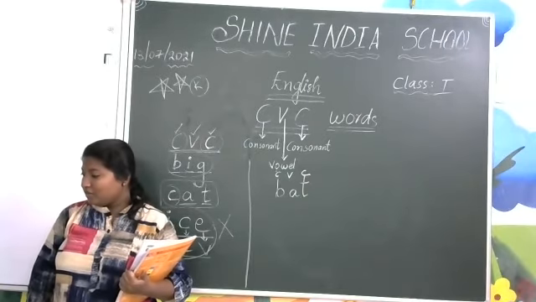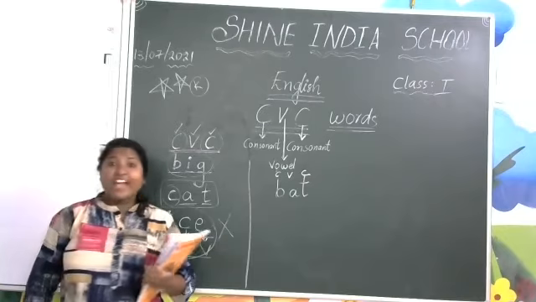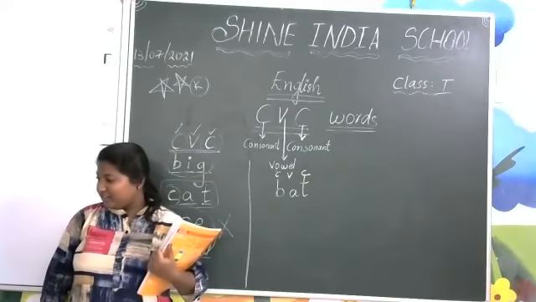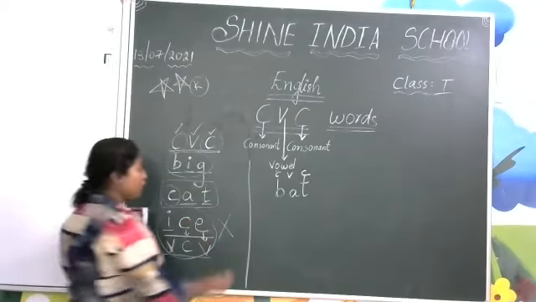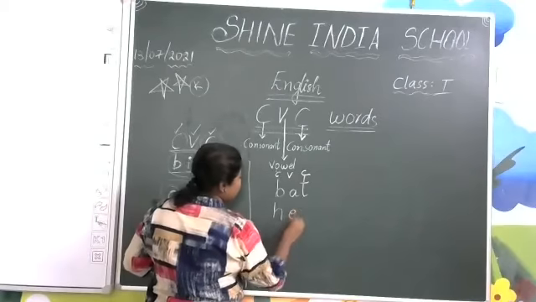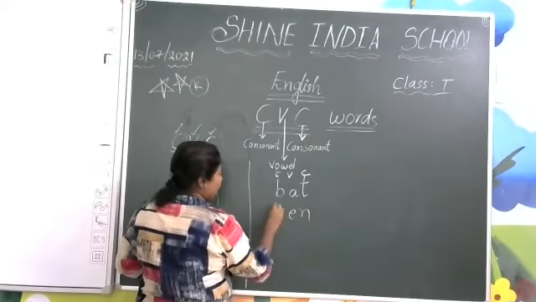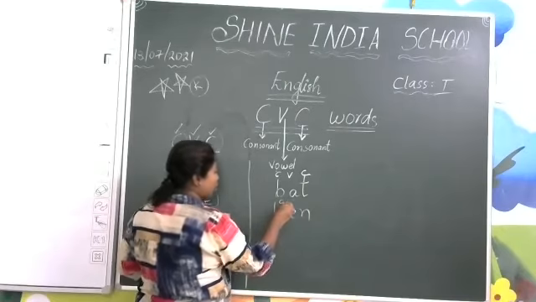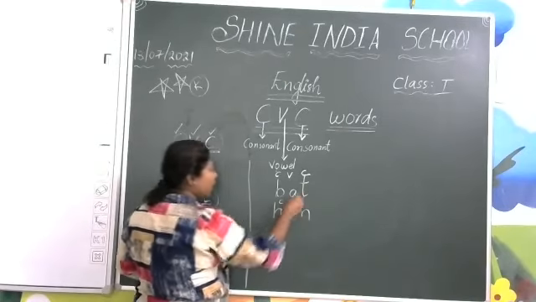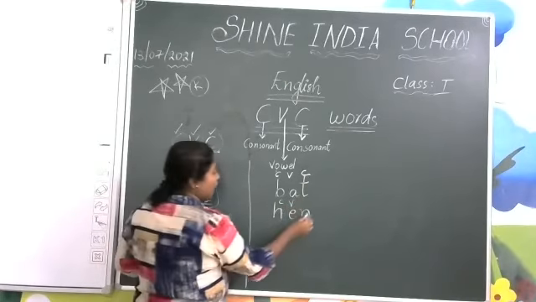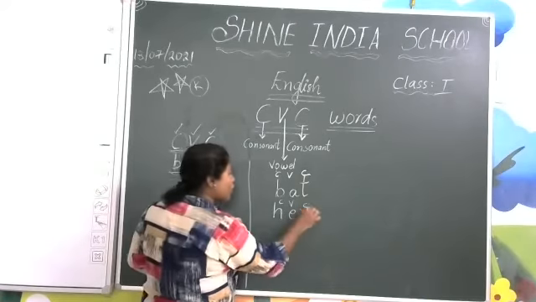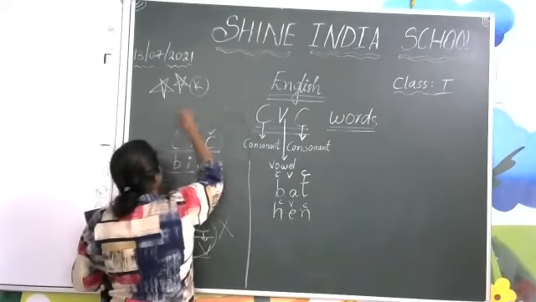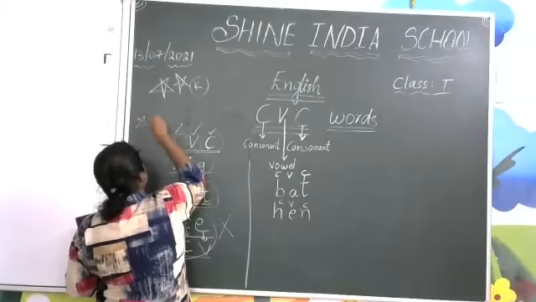Hatch, eat, yan, hen. Are they not ready? Okay, correct. Hatch, eat, yan, hen. H is a consonant. E is a vowel. N is a consonant. Very good.